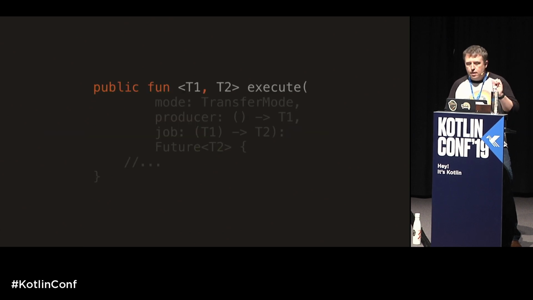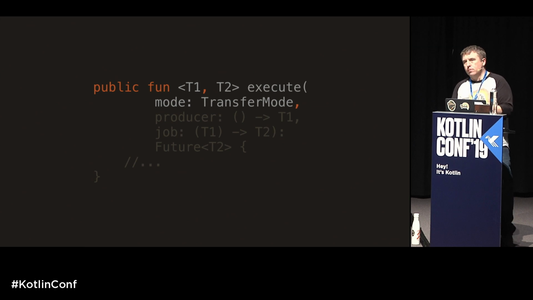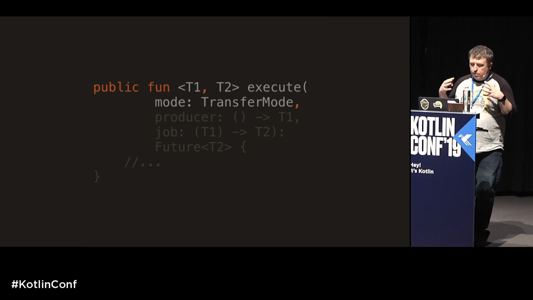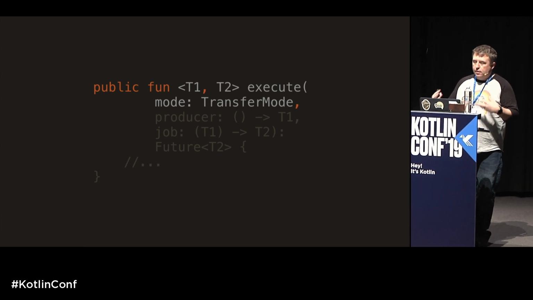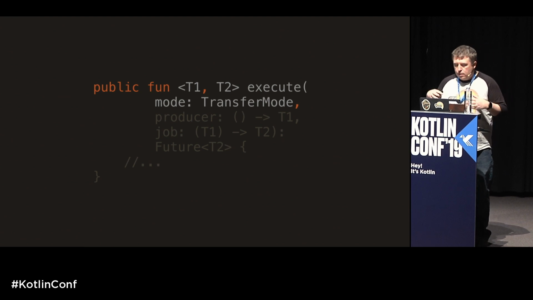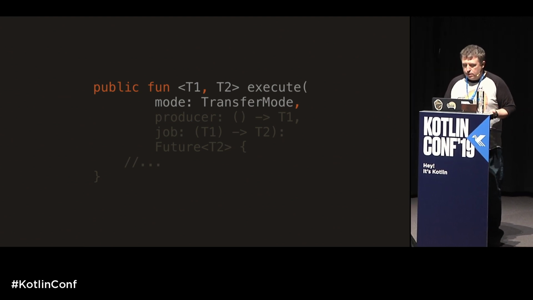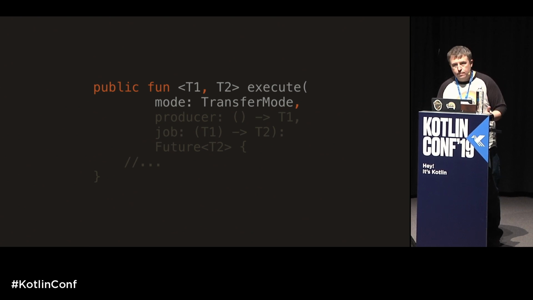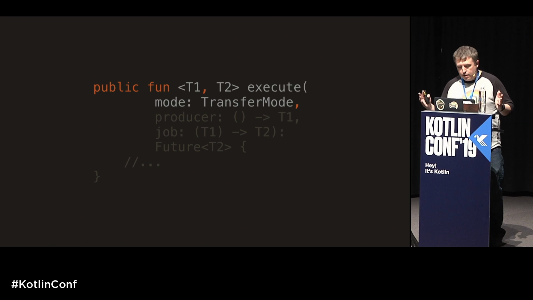This is the signature for execute. It has a T1 parameter, which is the thing coming in. It has a T2, which is the return. It has this thing called transfer mode. And transfer mode is an enum with 2 options. It's safe and unsafe. And unsafe will allow you to share state across threads without checking any of the rules. Do not use it, period, right?